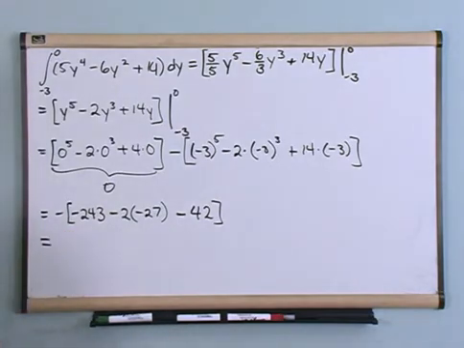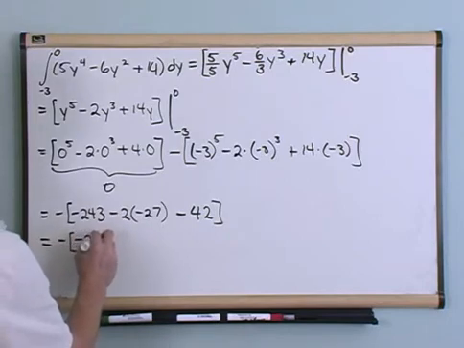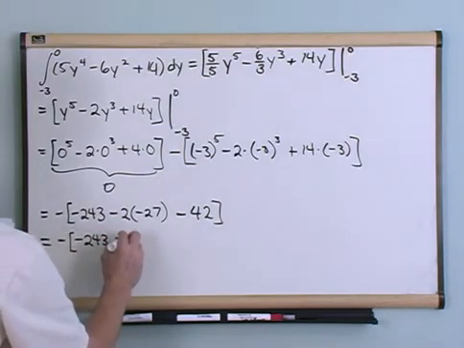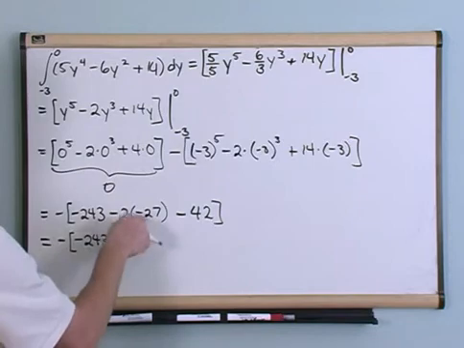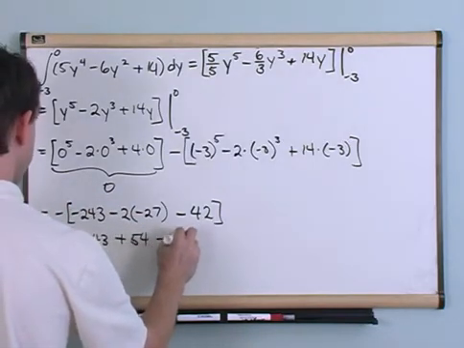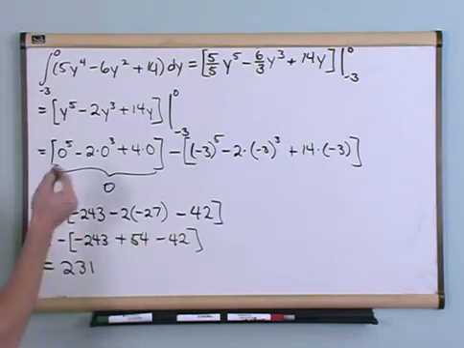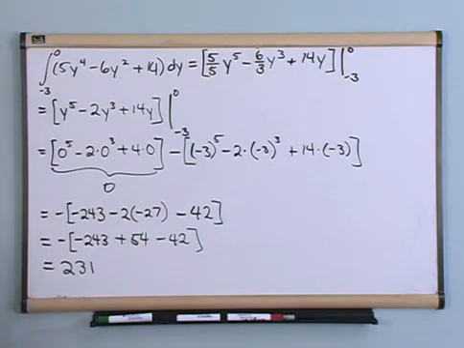Okay? So what you'll have, and I'm writing everything very explicitly, minus 243 plus 54, which is negative 2 times negative 27, positive 54, minus 42. And then when you do all this and you add it all up, you get a positive 231. When you add these numbers up on the inside and you multiply by negative 1, you'll get a positive 231. That's a positive area. So that's the answer to this integral.